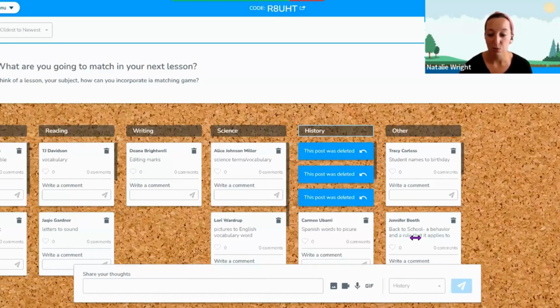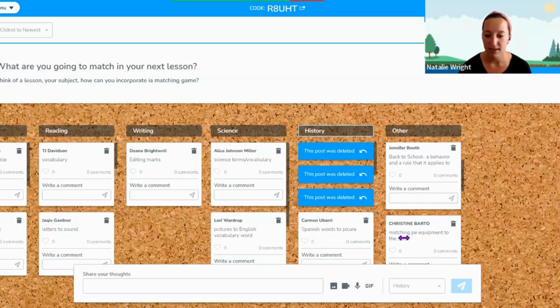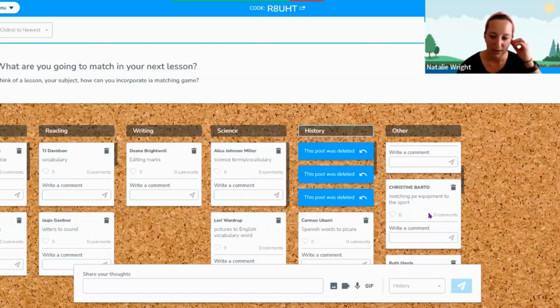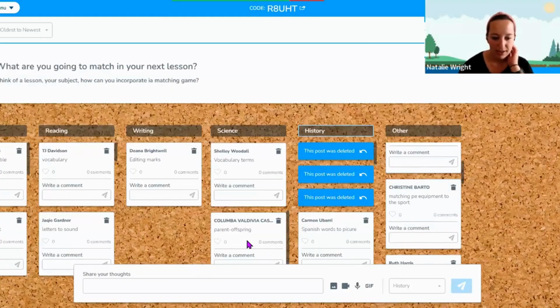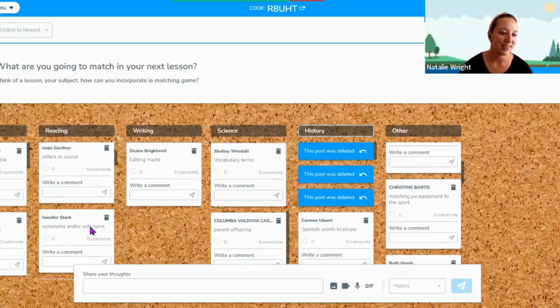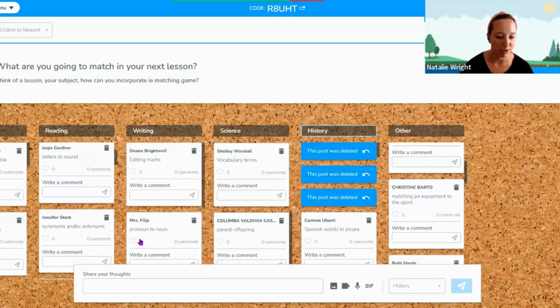So behavior to a rule that applies. Yep, we got our Spanish to picture word. Oh, I love how we're using PE. I've seen a couple pop up. Equipment to the sports. Yep, we got our English vocabulary words, science terms, vocabulary. Awesome. Ooh, parent and offspring. I love that. Editing marks. That's a really good one. I like that one. Vocabulary letters to sound. Synonyms and antonyms. Pronoun to noun.